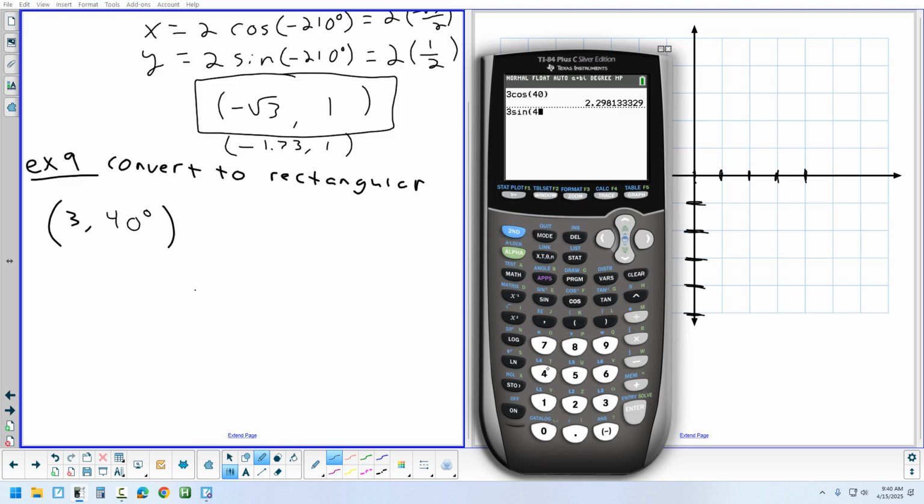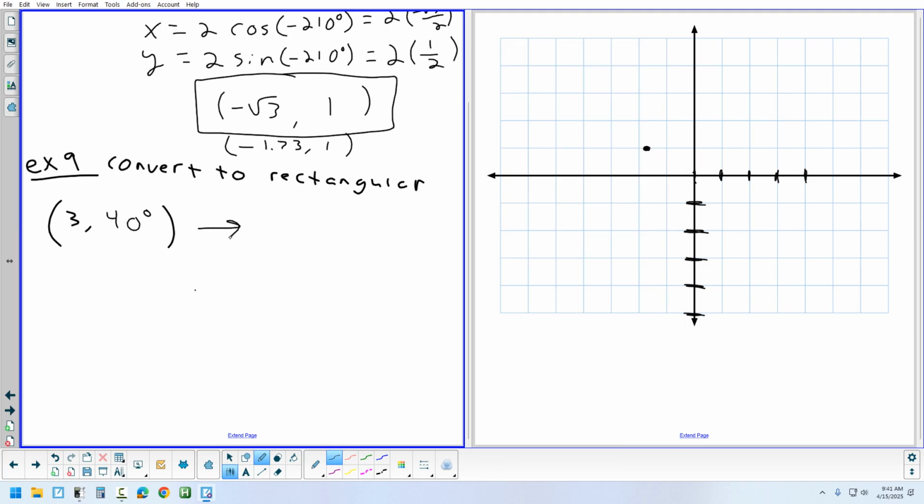So 3 sine 40. Again, if there were multiples of 30 and 45, I wouldn't be doing it all at once like this. I would just be typing in the first part to figure out, is it the root 3 over 2 or is it the 1/2? Those are the only numbers you have to worry about with multiples of 30. Okay, so this is, we'll call it, 2.30, 1.93. Polar, rectangular.